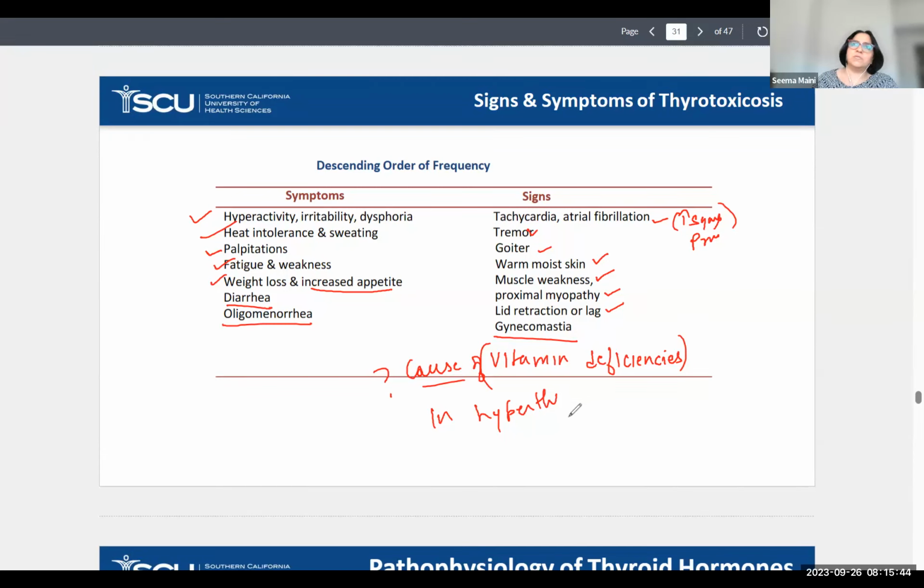So mostly, I have seen hyperthyroid patients with a lot of vitamin deficiencies. So common, okay?